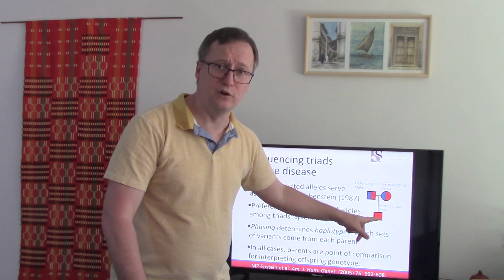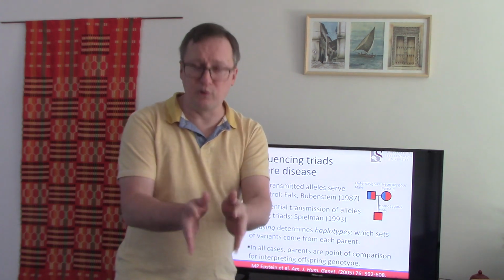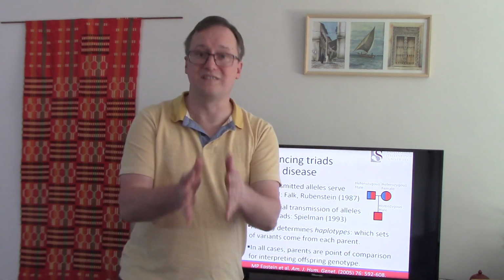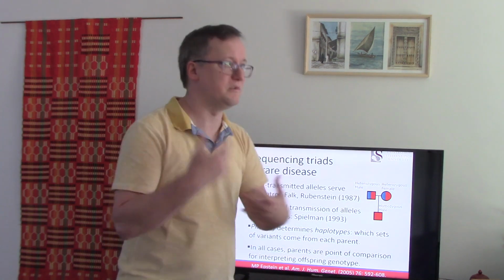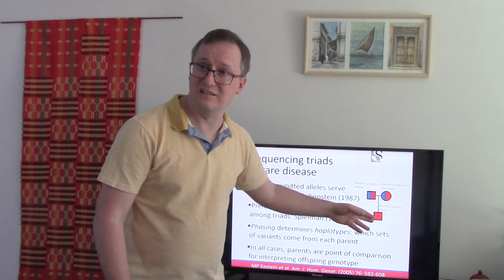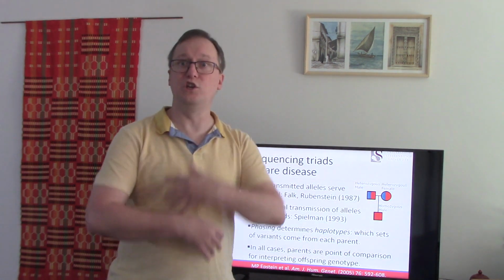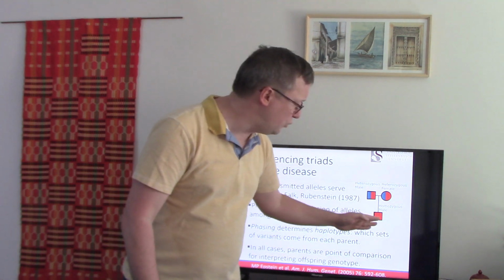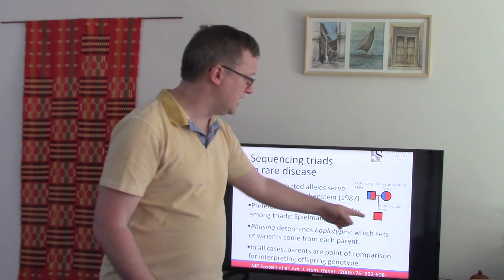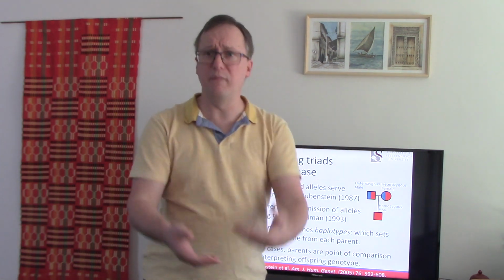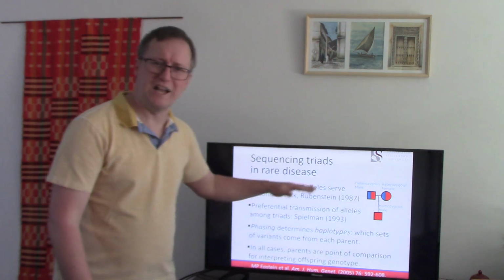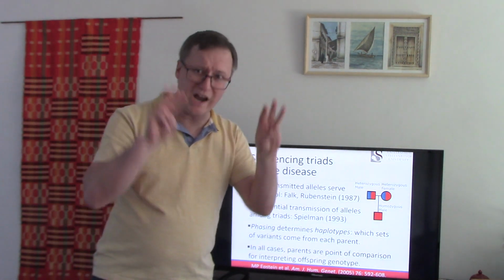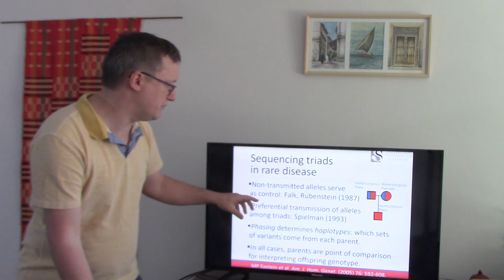The child, however, who has both of his alleles that are the disease-causing one, has the disease, and we can use the parents in this case as a point of reference for evaluating which of the genetic variants present in this affected child may be disease-causing in this way. So there are lots of ways that people have talked about using triad sequencing for this type of rare disease thing.